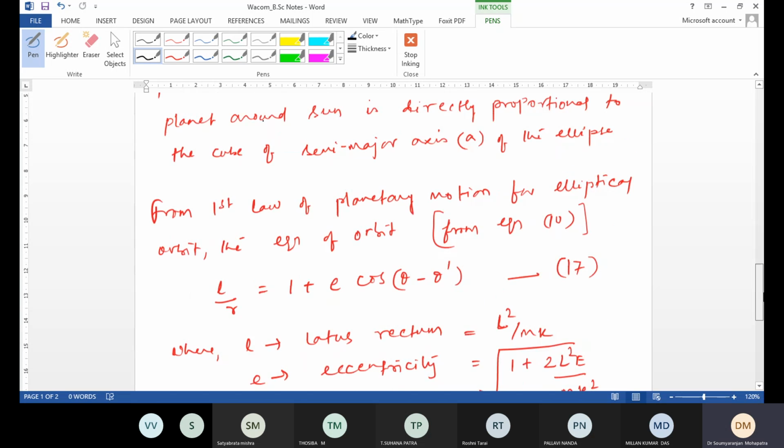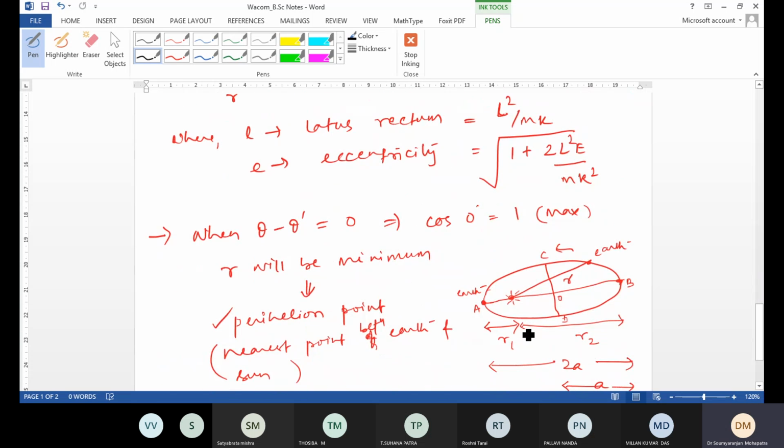See this figure. What is your R1? It is the distance of Earth at the perihelion point from the Sun. That is R1. And when Earth is at point B, that distance from the Sun is R2. If you add R1 and R2, that is completely AB. So AB is 2A, because OB is the semi-major axis.